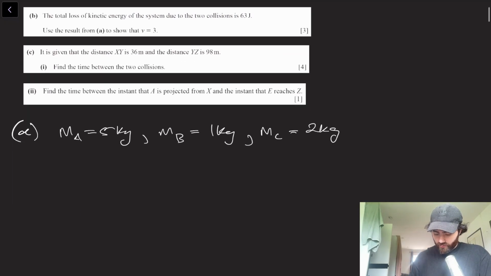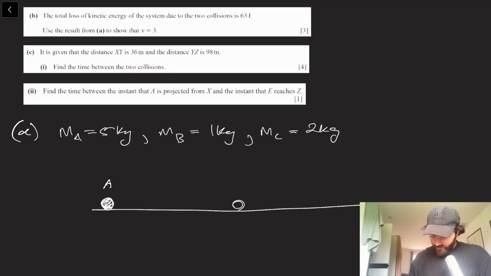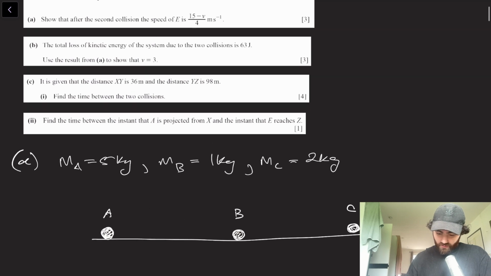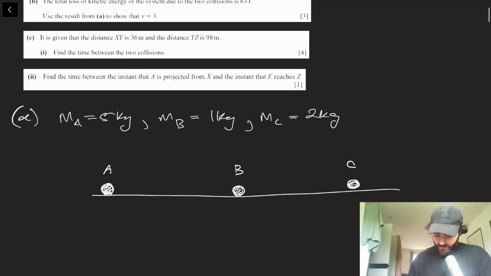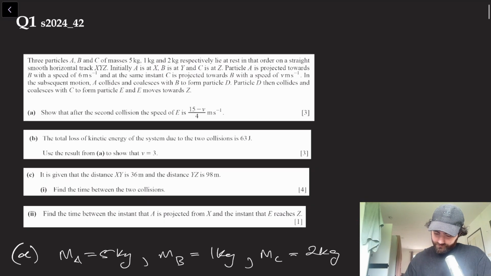Okay, so let's draw out what they're actually telling us. So we got a horizontal track. We got, say, A is here. This is A. Say B is here. This is B. Let's say C is here. It's just C. And this lie at the point X, Y, and Z. So this is X. And this is Y. And this is Z.